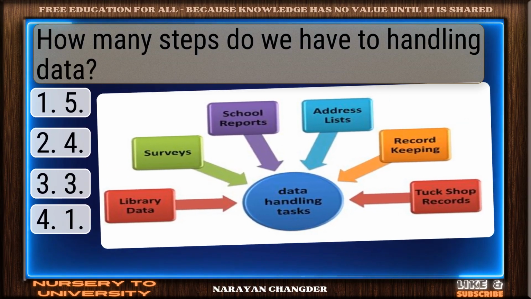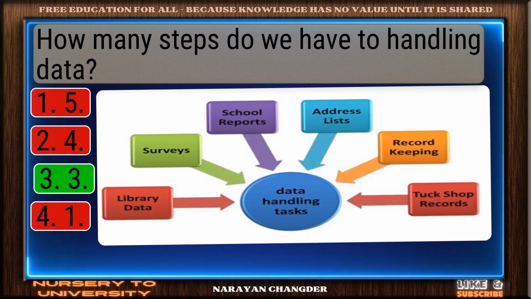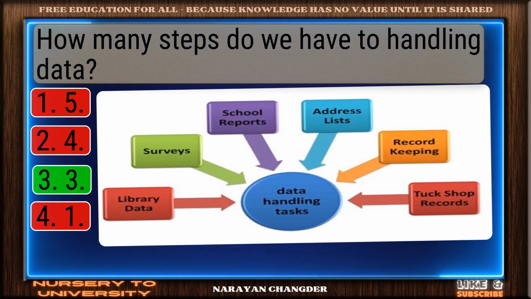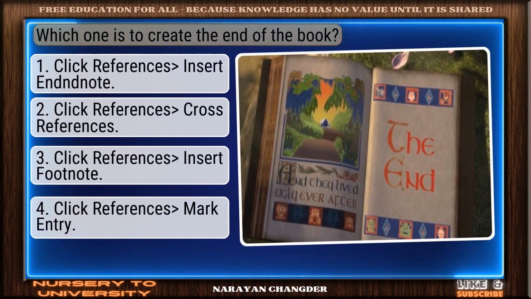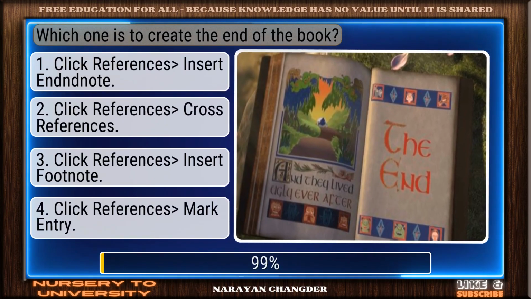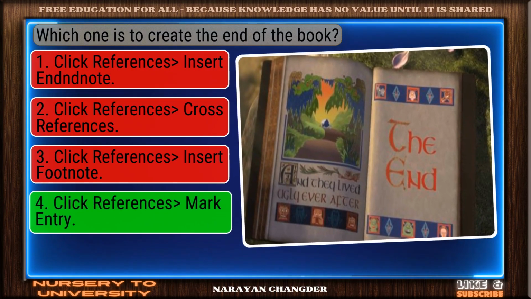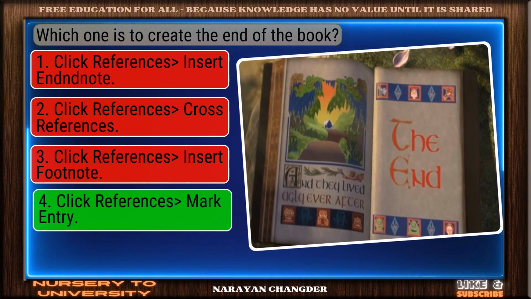How many steps do we have to handling data? Smart move. 3 is an accurate answer. Which one is to create the end of the book? Clear logic. Your choice, click References, Mark Entry, is sound and 100% true.